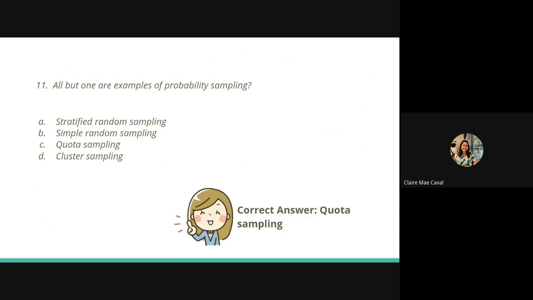So let's move on. Number 11, all but one are examples of probability sampling. So meaning an exception here is quota sampling. Quota sampling is an example of non-probability sampling. Stratified random sampling, simple random sampling, and cluster sampling are examples of probability sampling.